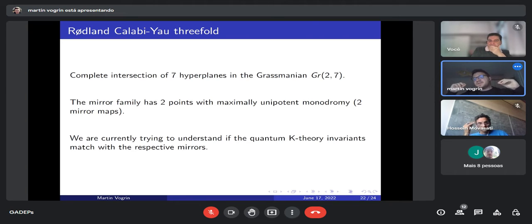So we'll have two mirror maps. And there are many examples like this, with two points of maximally unipotent monodromy in the moduli space. But this is the representative example that has been studied the most in the literature. We are trying to understand what happens if we compute quantum K-theory invariants at one point and what the mirror is, and at the other point and what the mirror is, and whether the K-theory computations match. So, whether there is mirror symmetry at both points, and how exactly it works. Right? So this is what I'm currently doing.